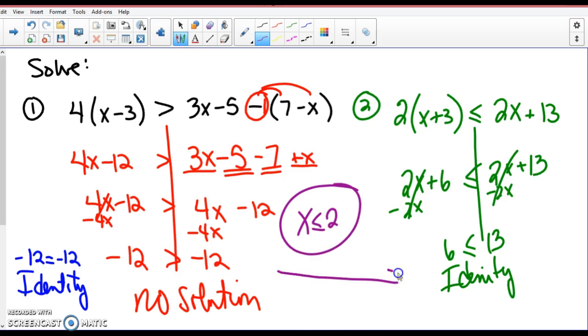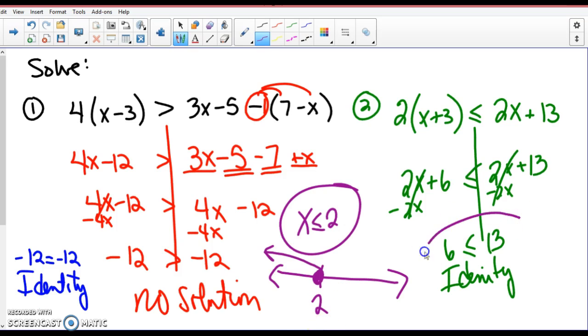So the graph of this, here's 2. What kind of circle will I have on 2? Everybody? A solid circle, and I will shade down to the left. There is an infinite amount of numbers that are 2 or smaller. You can't say identity for this, but you also can't say that there's only one solution. There is way more than one.